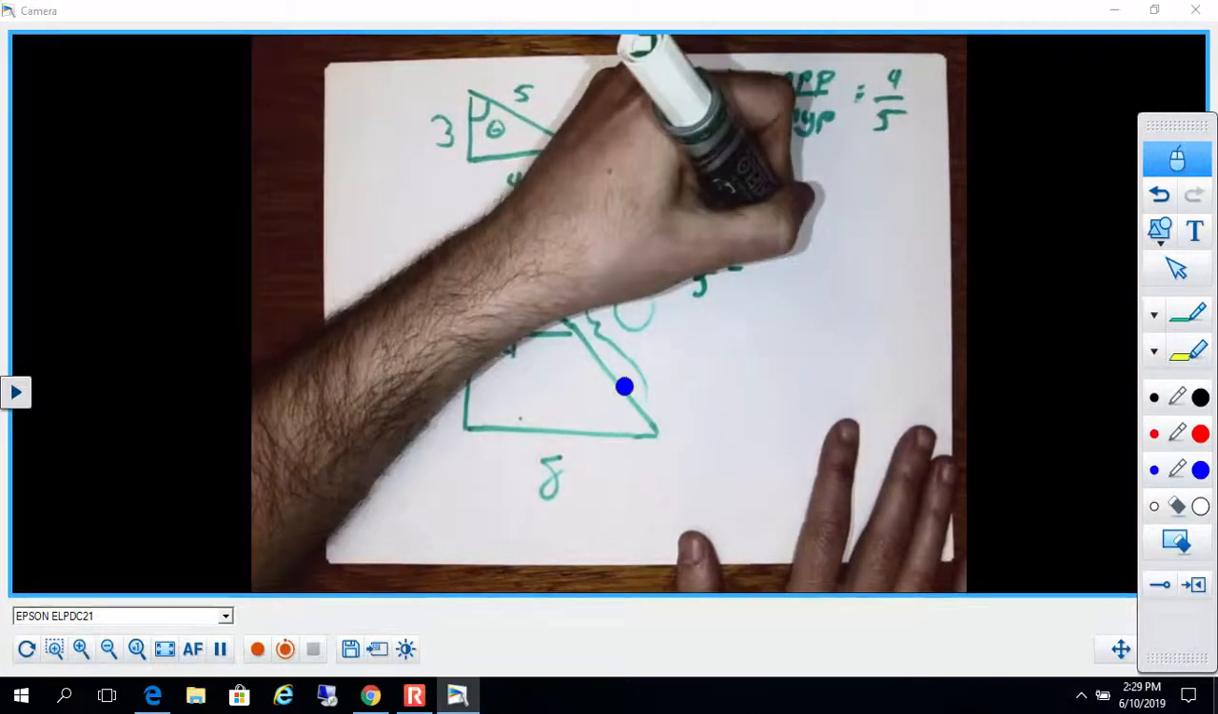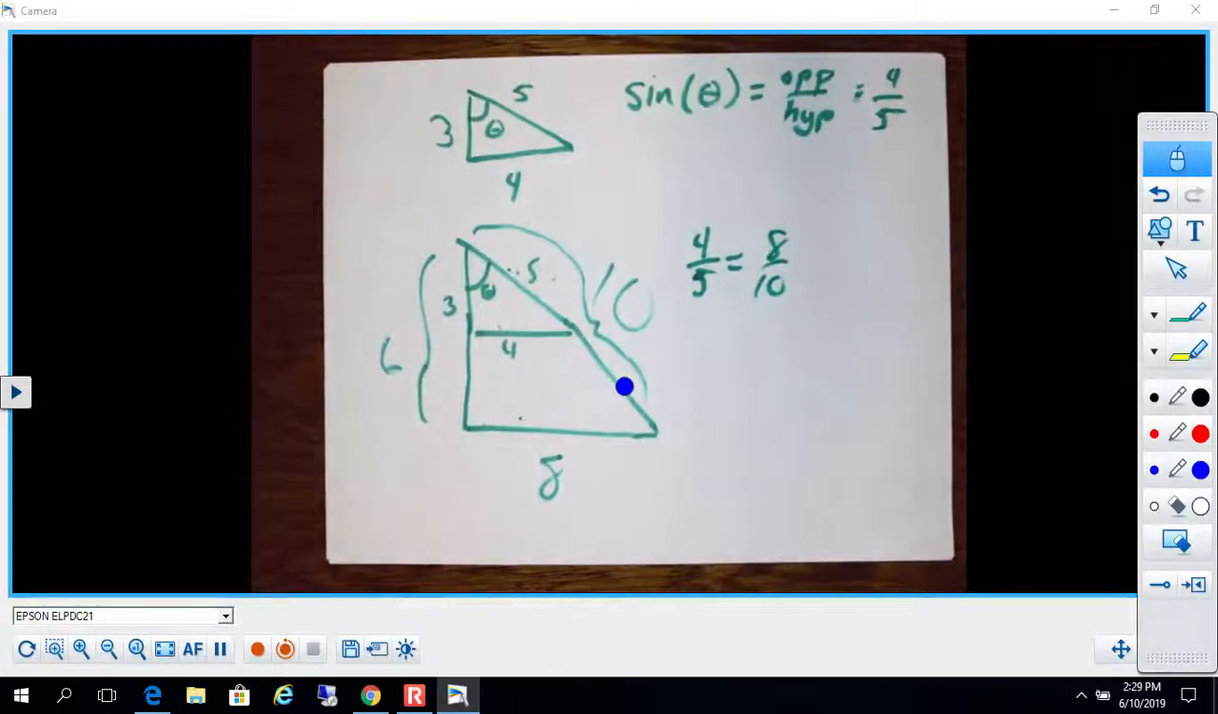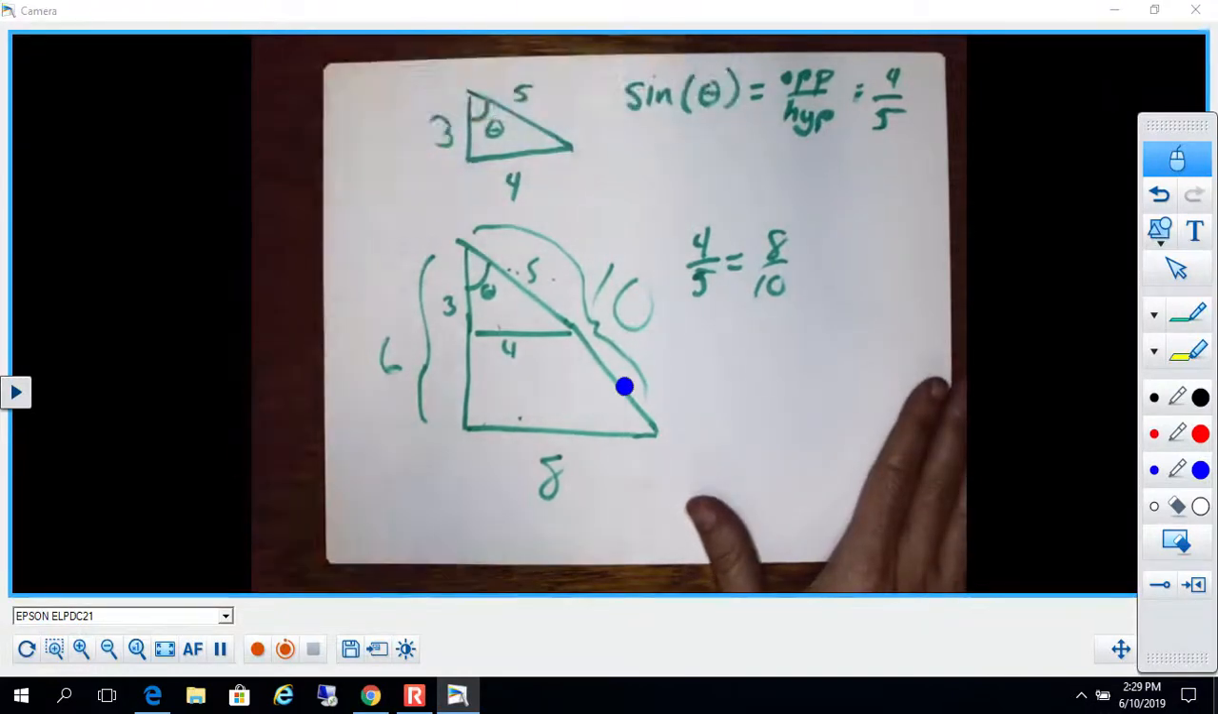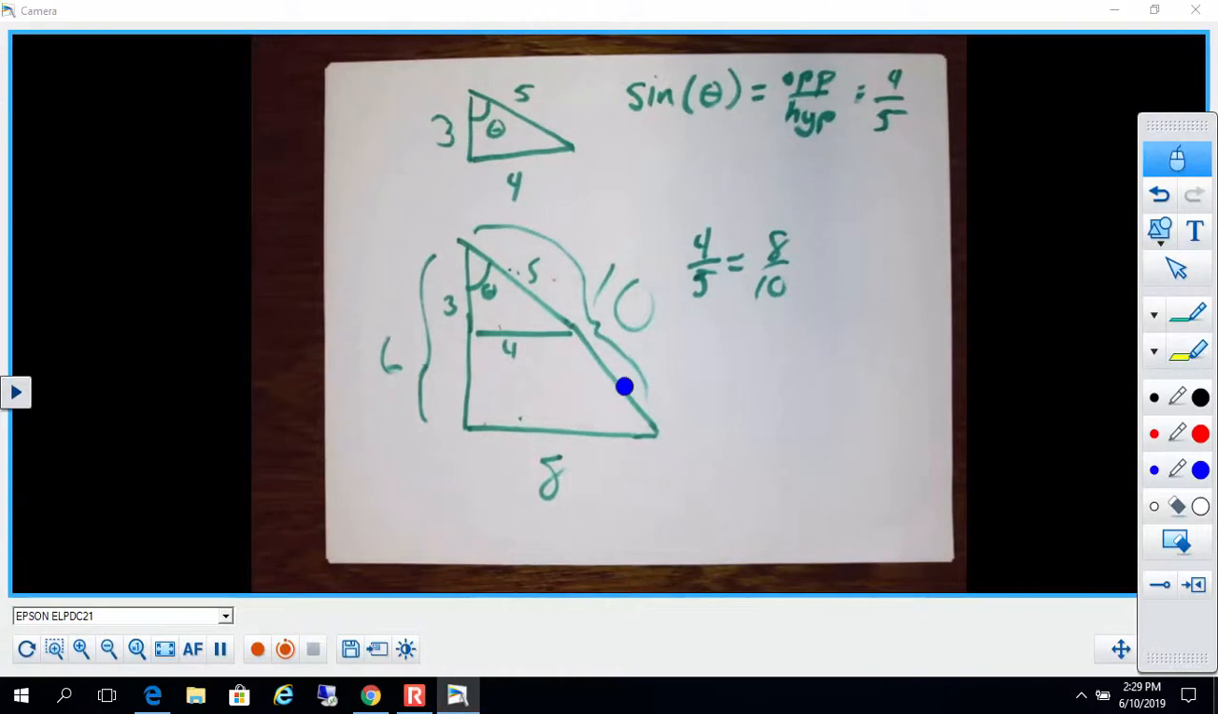Right, you guys get that? 4/5 is the same as 8/10, right? It's doubling top and bottom, so the size of the ratio isn't changing. So basically, I have these values which are absolute for each angle, right? For each unique angle, there's only one ratio between the specific sides of a right triangle. So I can't tell lengths, but I can tell at least the ratio, and that's pretty good.